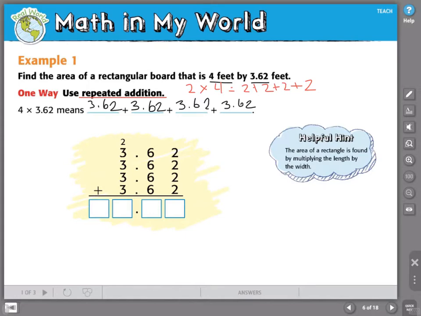2, 2, 2, and 2. That would be 8. 6 plus 6 is 12, plus another 6 is 18, plus another 6 is 24. I'll put my 4 down here. They've already carried my 2 for me. 3 and 3 is 6, plus 3 is 9, plus 3 is 12, plus 2 more is 14. So the area of this rectangular board would be 14 48/100.